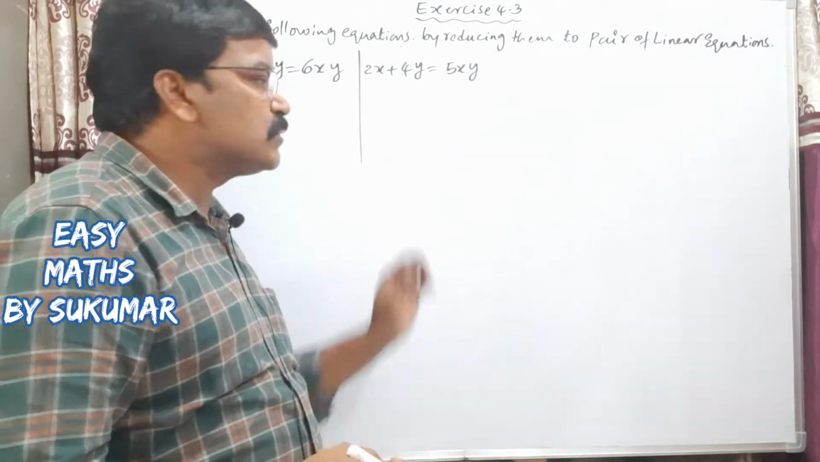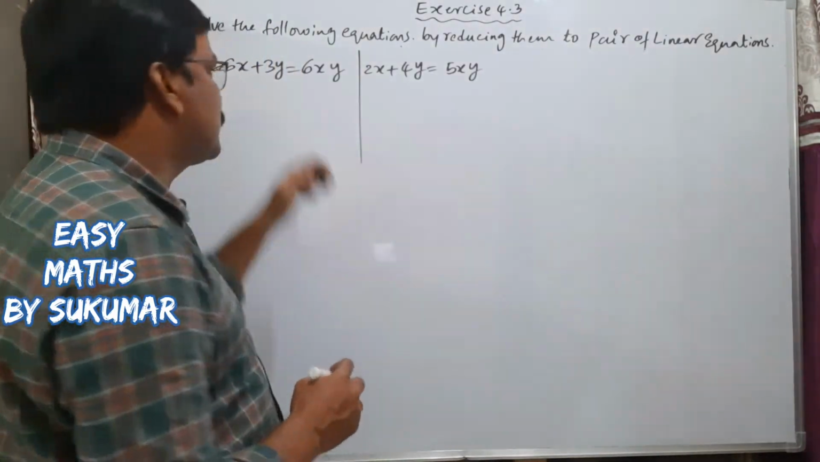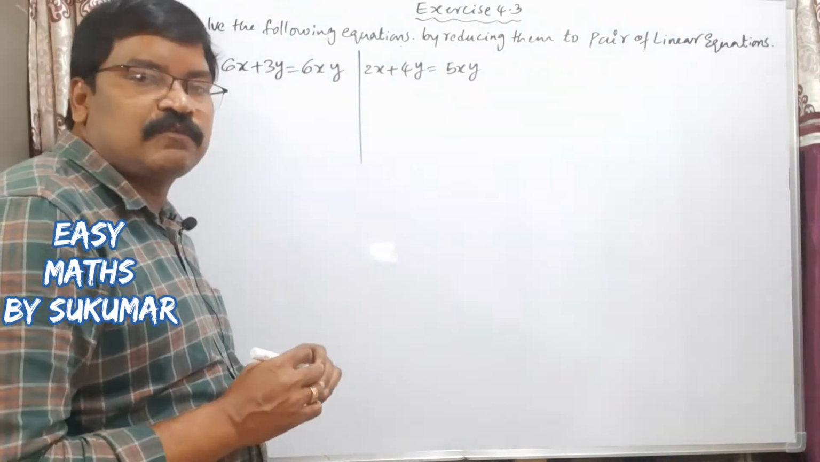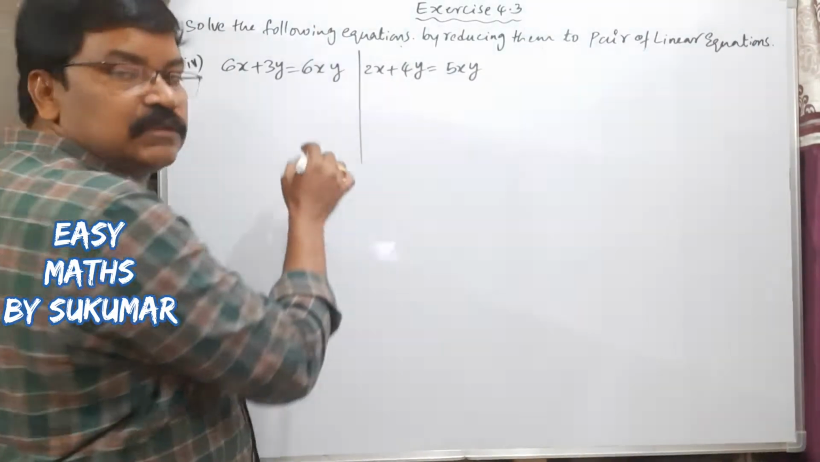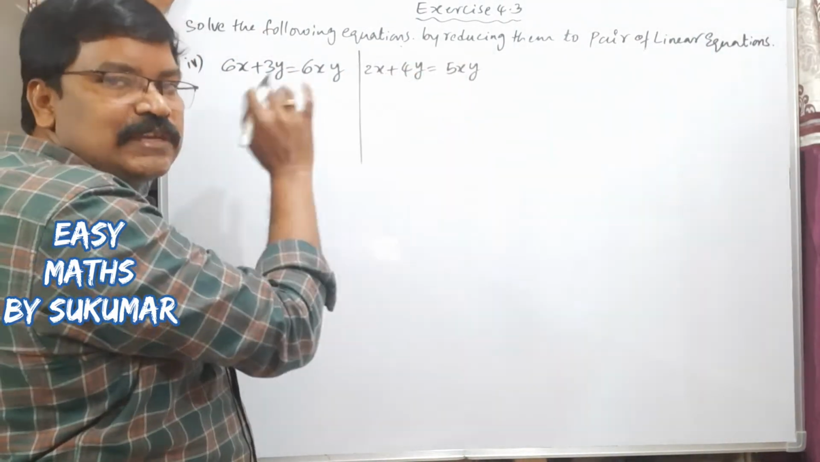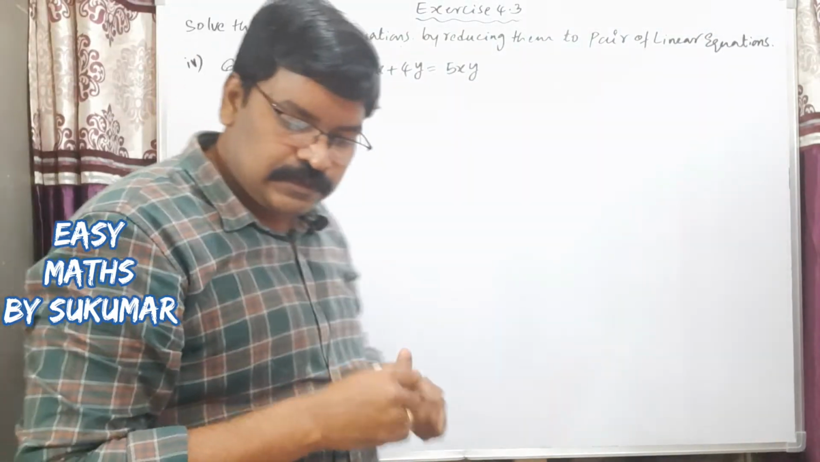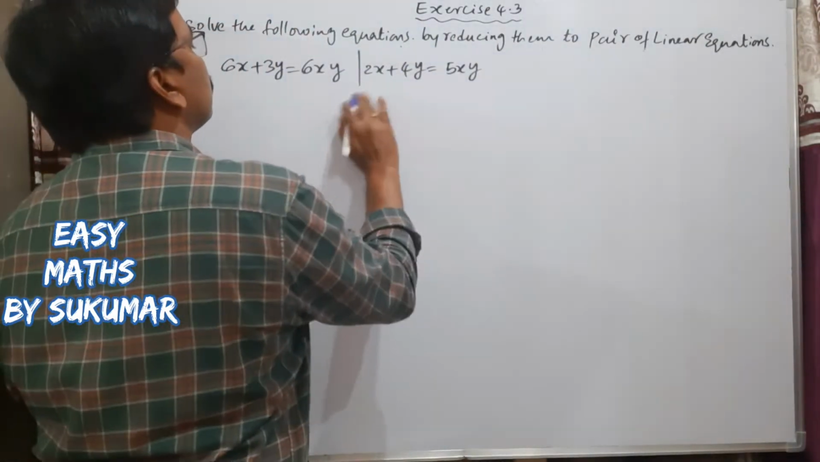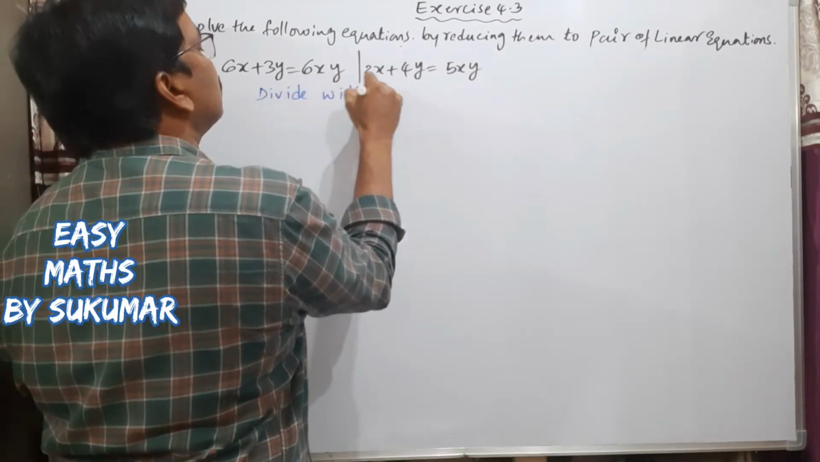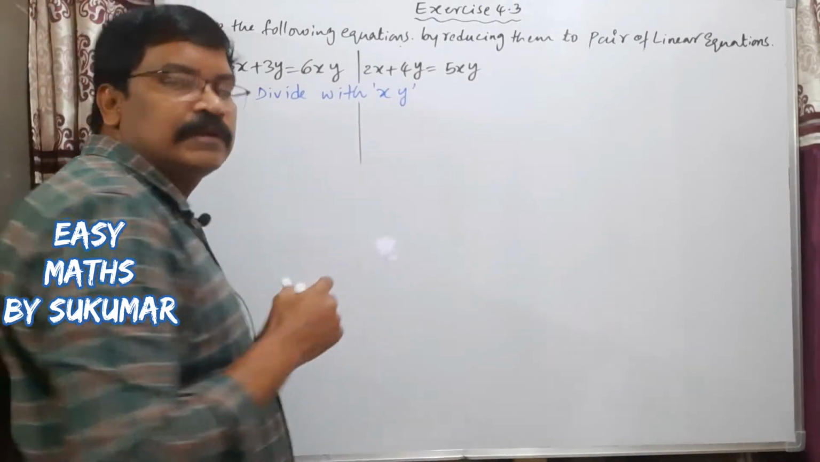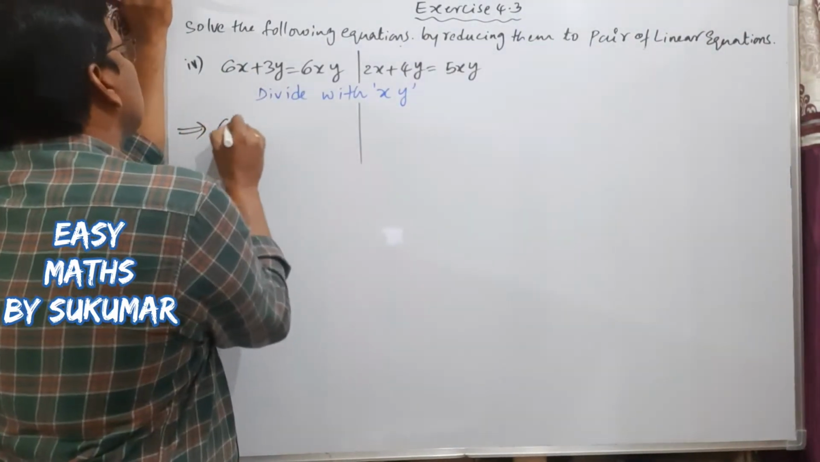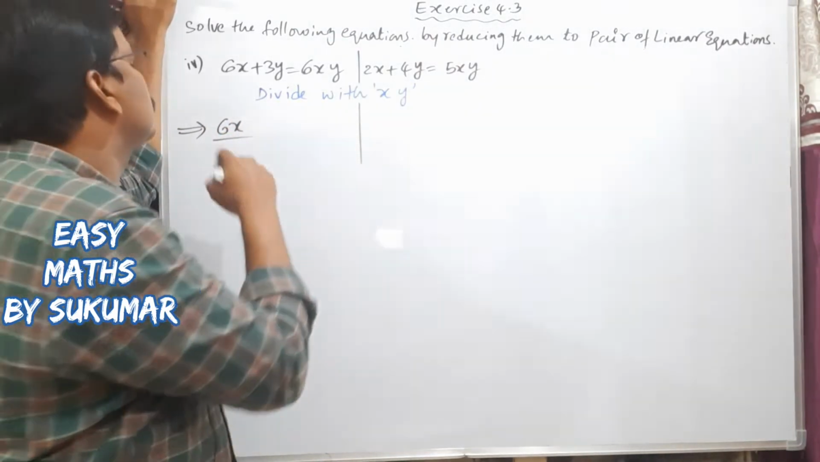Coming to the fourth bit in this first set, 6x plus 3y is equal to 6xy, 2x plus 4y is equal to 5xy. Okay, here let us divide these two equations with xy. Then what? This equation will change to what?